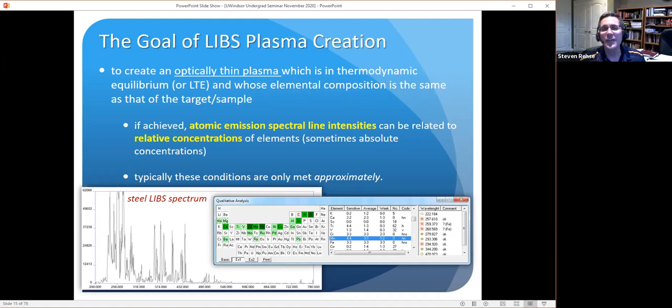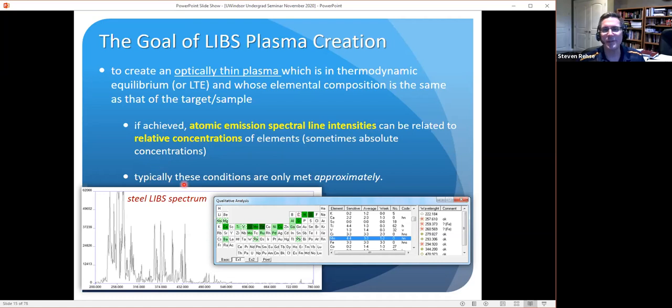If that's achieved, then if we can measure the intensities of the observed spectral lines, so here's a spectrum of steel, what Jeremy was looking at, so that you see the height of all these lines, that's the intensity of those lines. We know where they are. We don't measure that. We know exactly where they are. That tells us what element it is. But if we can measure those intensities, that intensity can be related to the relative concentrations of those elements in the material, sometimes even the absolute concentrations.